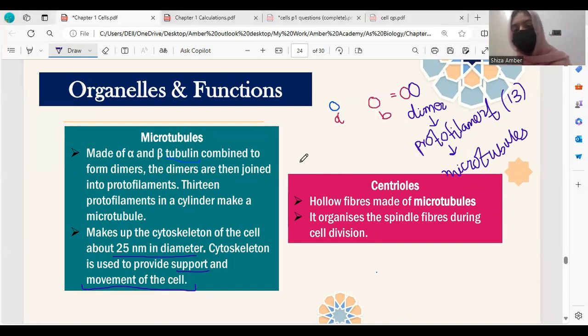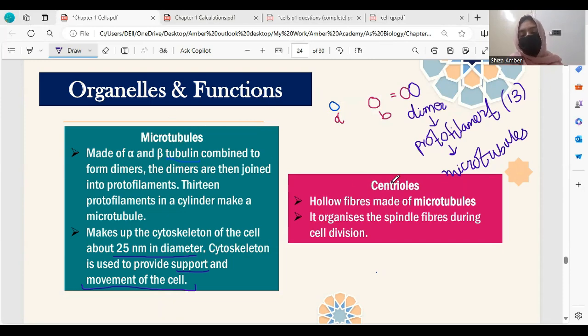Okay, then we have centrioles. Centrioles is another important organelle, and it is only found in animal cells. It's not found in plant cells. So keep this as a difference between plant and animal cells, that it is only found in animal cells.